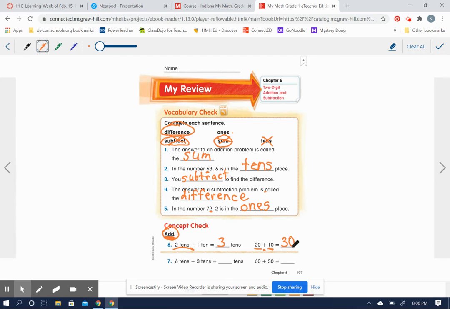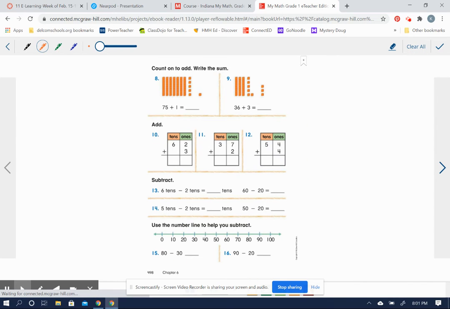Okay, and number 7 here. 6 tens plus 3 tens equals how many tens? Do you know what 6 plus 3 is? 6 in your head, count on 3 more. 6, 7, 8, 9. 9 tens. What number is the same as 9 tens? 90, isn't it? So 60 plus 30 equals 90. All right, let's look at the next page for some more practice. Count on to add and then write the sum.